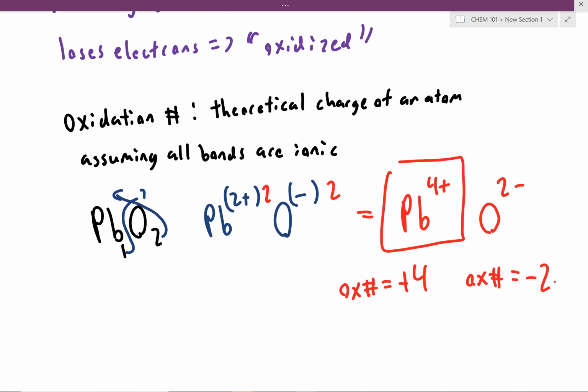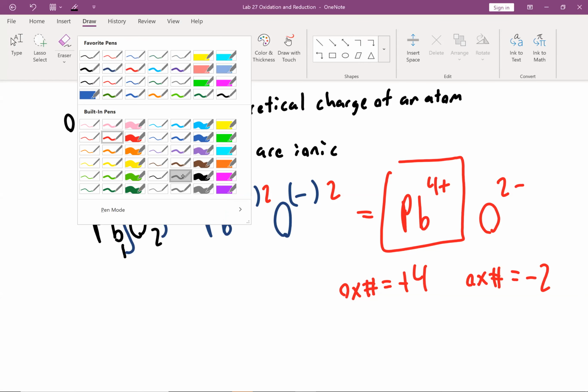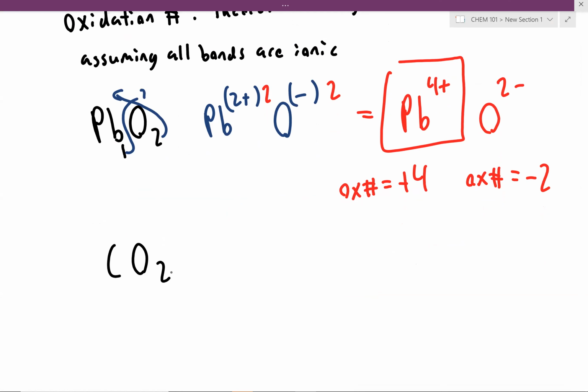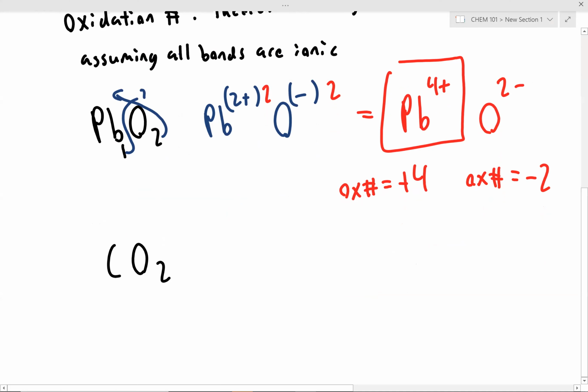And to really demonstrate this idea, let's take a look at CO2. We're going to use the exact same process, except we know carbon dioxide isn't ionic. But if we want to figure out the oxidation number, we're going to pretend like it's ionic. Okay? So how do you figure out the charge from the formula? What do we do with our subscripts? Just like before, we cross them. Are we doing anything different? No, it's all the same.